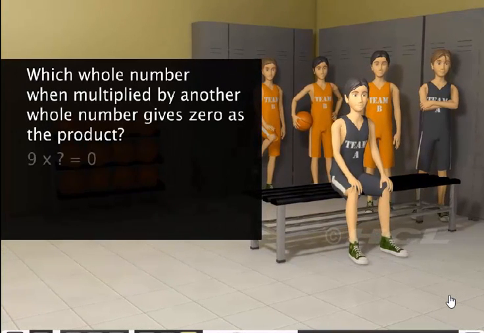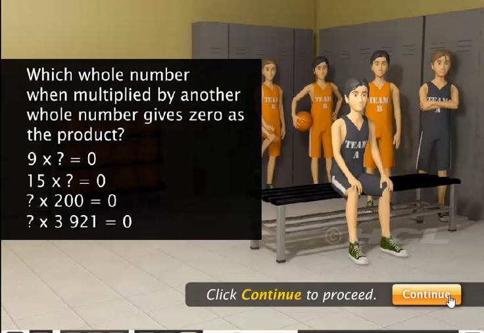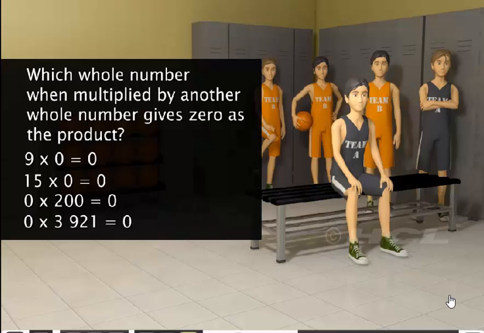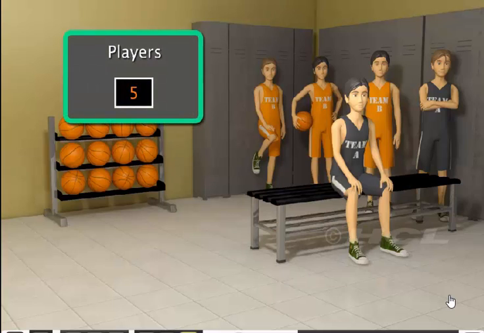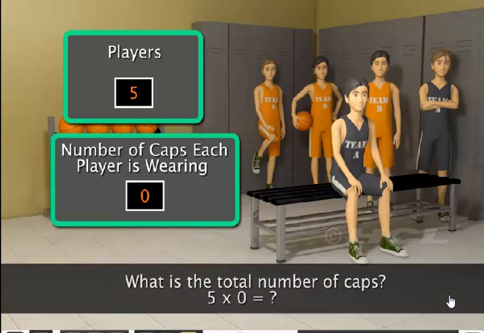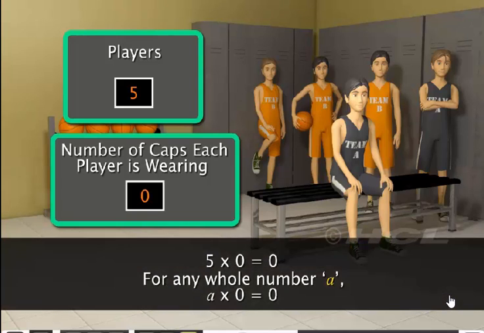Can you guess which whole number, when multiplied by another whole number, gives 0 as the product? It's 0. Let's take an example. There are 5 players in the changing room and none of them is wearing a cap. How many caps are there in all? Obviously, the answer is 0. In short, if A is any whole number, then the product of A and 0 is 0.